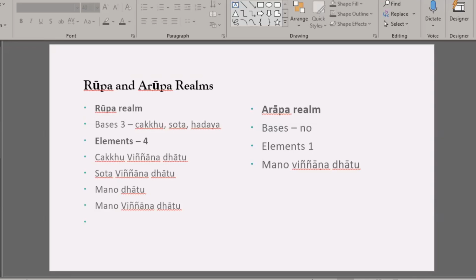Arupavachara realm, how many bases? No bases, no Rupa. They have only one element. What is that element? That's Mano Viññāna Dhatu.